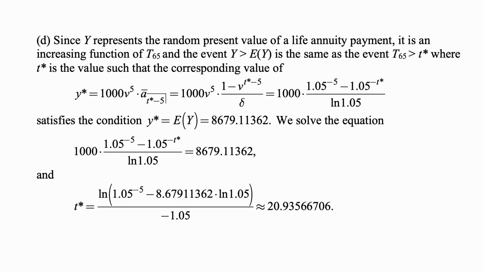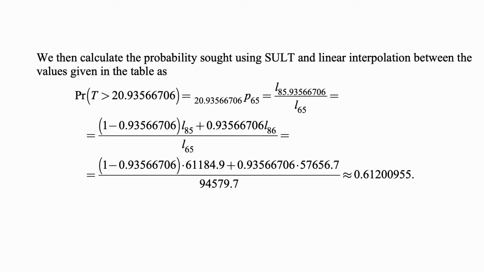and that is known to be 8,679.11362. Okay, so we just treat this as an equation, that y star is equal to that value, and we solve it for t star. And from that we get t star to be approximately 20.935666706. And we then calculate the probability sought using the standard ultimate life table and linear interpolation between the values given in the table.